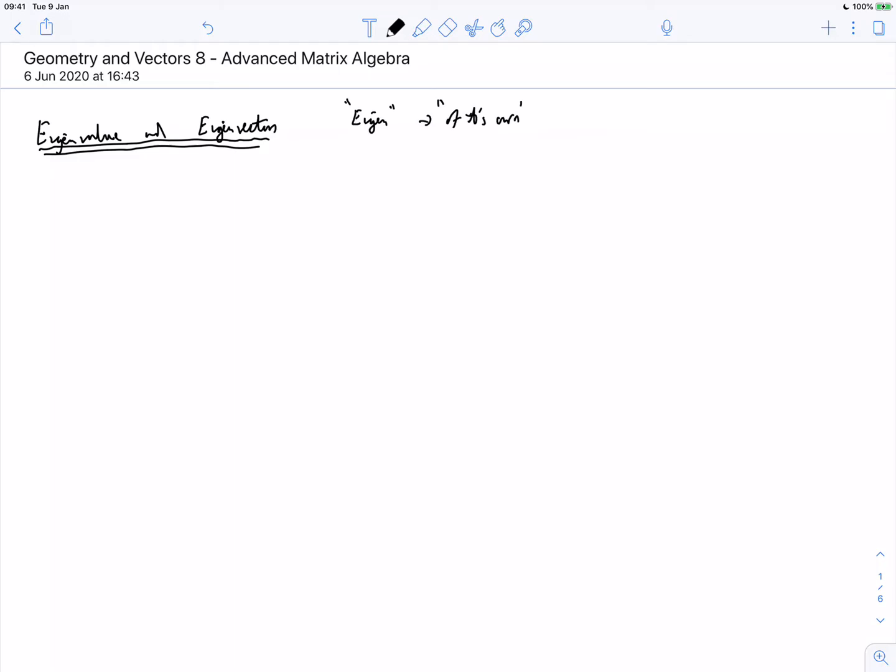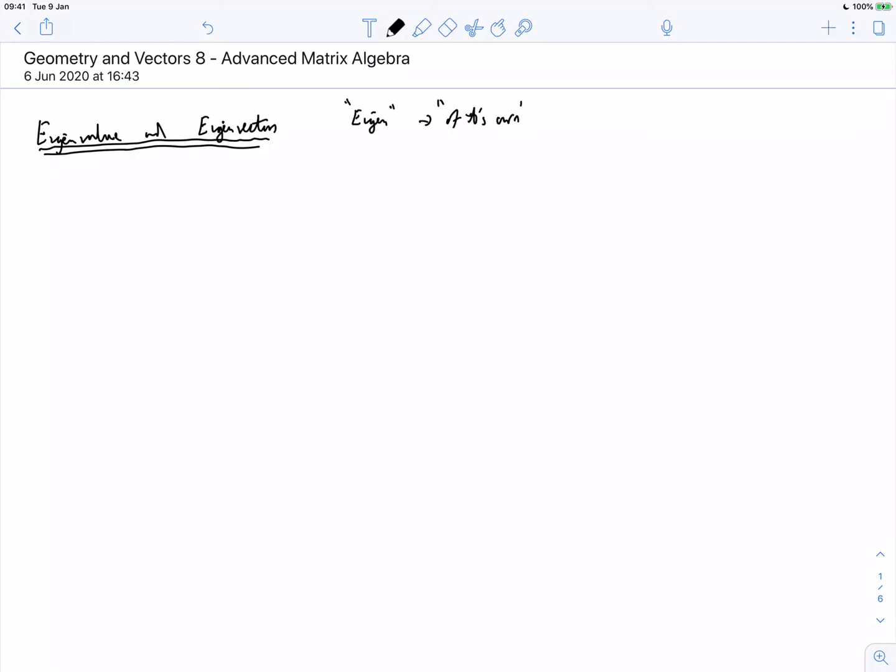So when I'm talking about eigenvalue, I'm talking about the value of its own, and the eigenvectors are the vectors of their own of a particular matrix transformation. Its own. Almost think of it as like a characteristic. It's like a key trait of a matrix. So what do I mean by that?